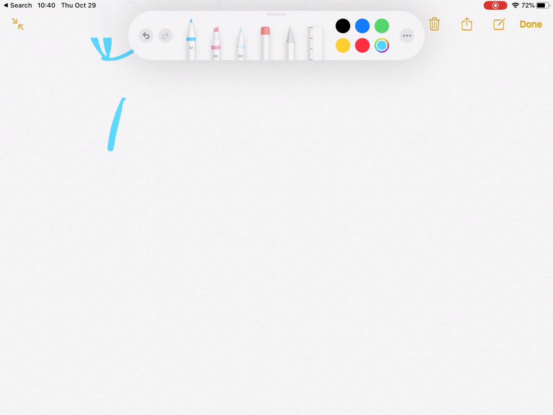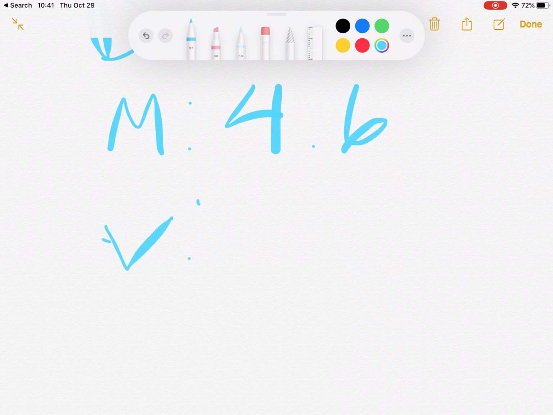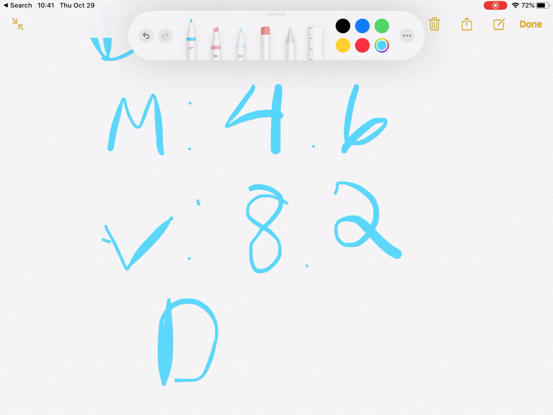So there will be a mass given. The mass will be 4.6 and the volume will be 8.2. And they're again asking us, what is the density?